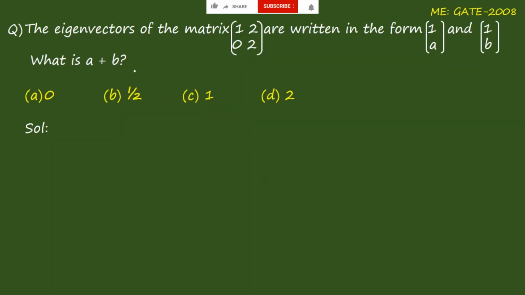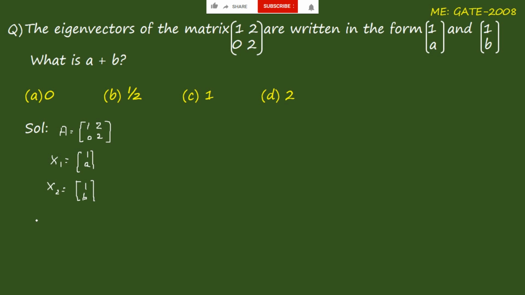Now next question. The question is, the eigenvectors of a matrix [1, 2; 0, 2] are written in the form of (1, a) and (1, b). What is a plus b? Now they are given a matrix, right? So the A matrix is given as [1, 2; 0, 2]. Again they are given the eigenvectors. So consider two eigenvectors. x1 is given as (1, a) and the x2 eigenvector is given as (1, b), right? Now we have to find the value of a plus b.